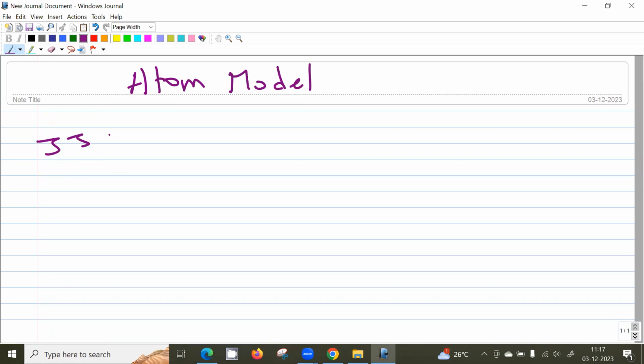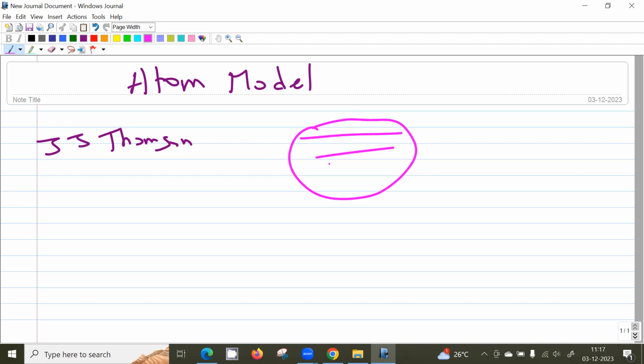So according to J.J. Thomson, the atom is like a positively charged uniform sphere on which there are electrons embedded. Or I can put e minus for electrons. And the positive charge is uniformly distributed. So the thing that this model can explain is the emission of electrons from an atom.